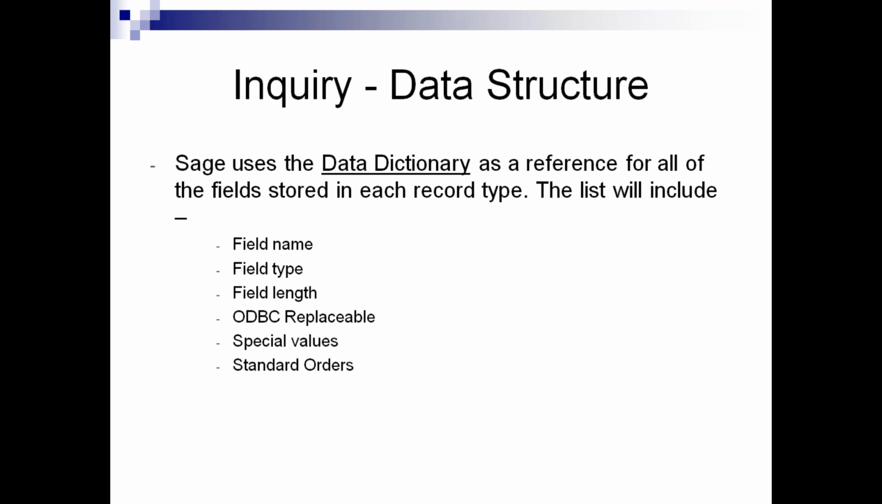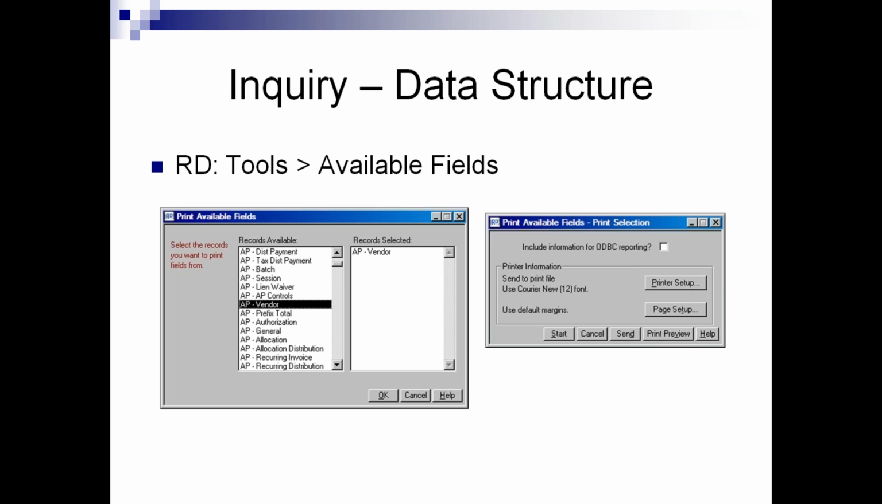And again, if you go on to page 2, I've got a demonstration here of how to view those records and the fields within those records. You do that by going into Report Designer. So the data dictionary is not available within inquiry. So if you want to see what your records are, you have to go into Report Designer and then Tools, Available Fields. And once you do that, you can select to include information for ODBC reporting.